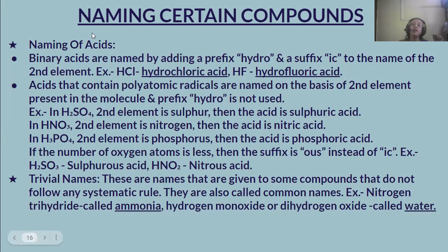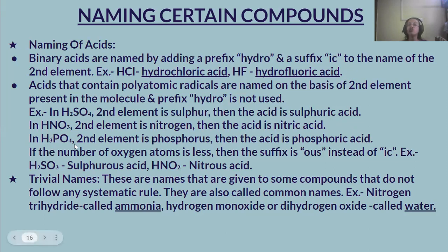For example, H2SO4: the second element is sulfur, and the acid is sulfuric acid, not hydrosulfuric acid. We don't use that. We write it as sulfuric acid because the second element is sulfur, and we add ic. Then HNO3: the second element is nitrogen, so we say it is nitric acid, not hydronitric acid. It's simply nitric acid, a polyatomic radical acid.